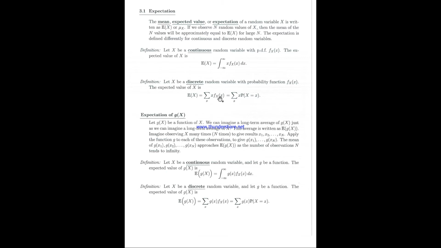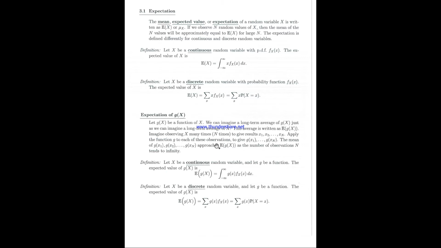On the other hand, if you take a discrete random variable, in order to calculate the expectation, you take all the possible values of x and multiply each with the probability of that x. In other words, the probability mass function at x gives you the probability. So you take x, multiply it with the probability, and take the summation over all x values. This is how you find the expectation for a continuous and a discrete random variable. I'm sure since you are statistics special students, you are very familiar with this.